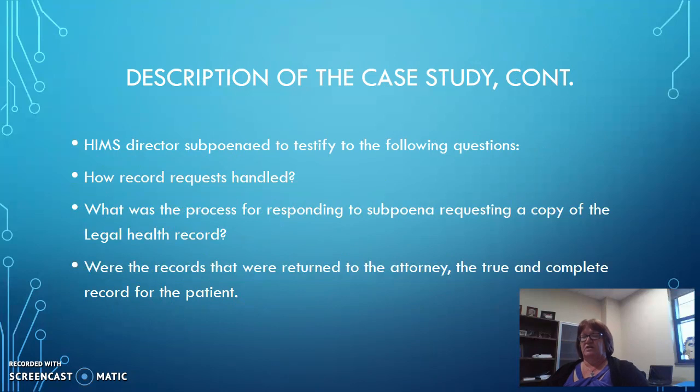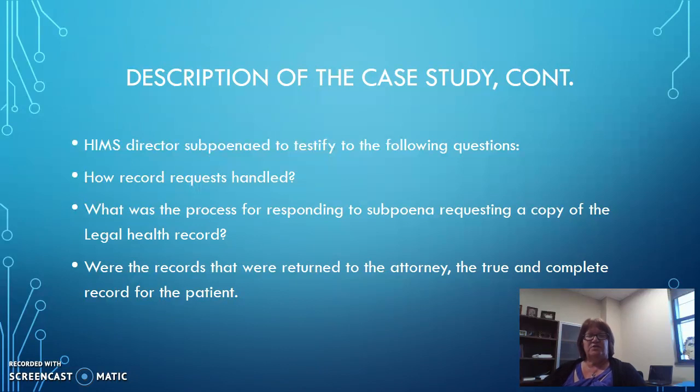So the medical records director was subpoenaed to testify and was asked the following questions in court. How was the record request handled at the hospital? What was the process for responding to subpoenas requesting a copy of the legal health record? And were the records that were returned to the attorney the true and complete record for the patient?